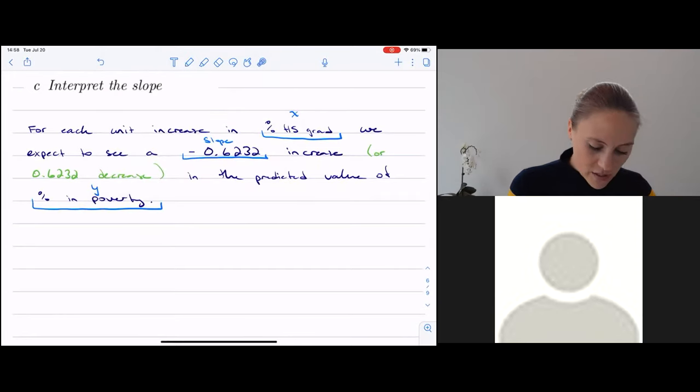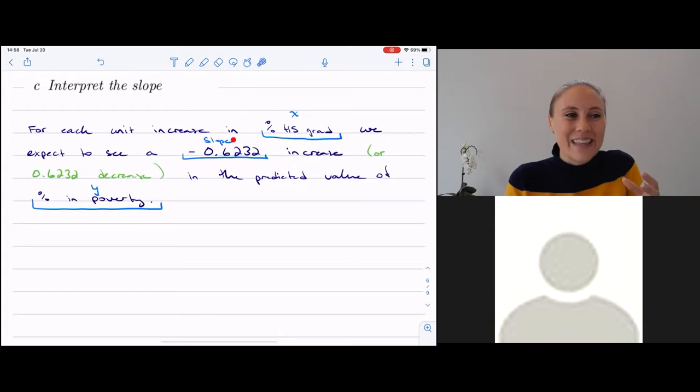Y. Right. So notice how I take the general definition of the slope and I apply it to the number that I found. So the slope that I found, but also the variables that we have. Okay. So for each unit increase, so for each additional percentage in high school grads, right, we expect to see a negative 0.6232 increase or a 0.623 decrease in the predicted value of the percentage in poverty. Right, and so that's how we interpret the slope.